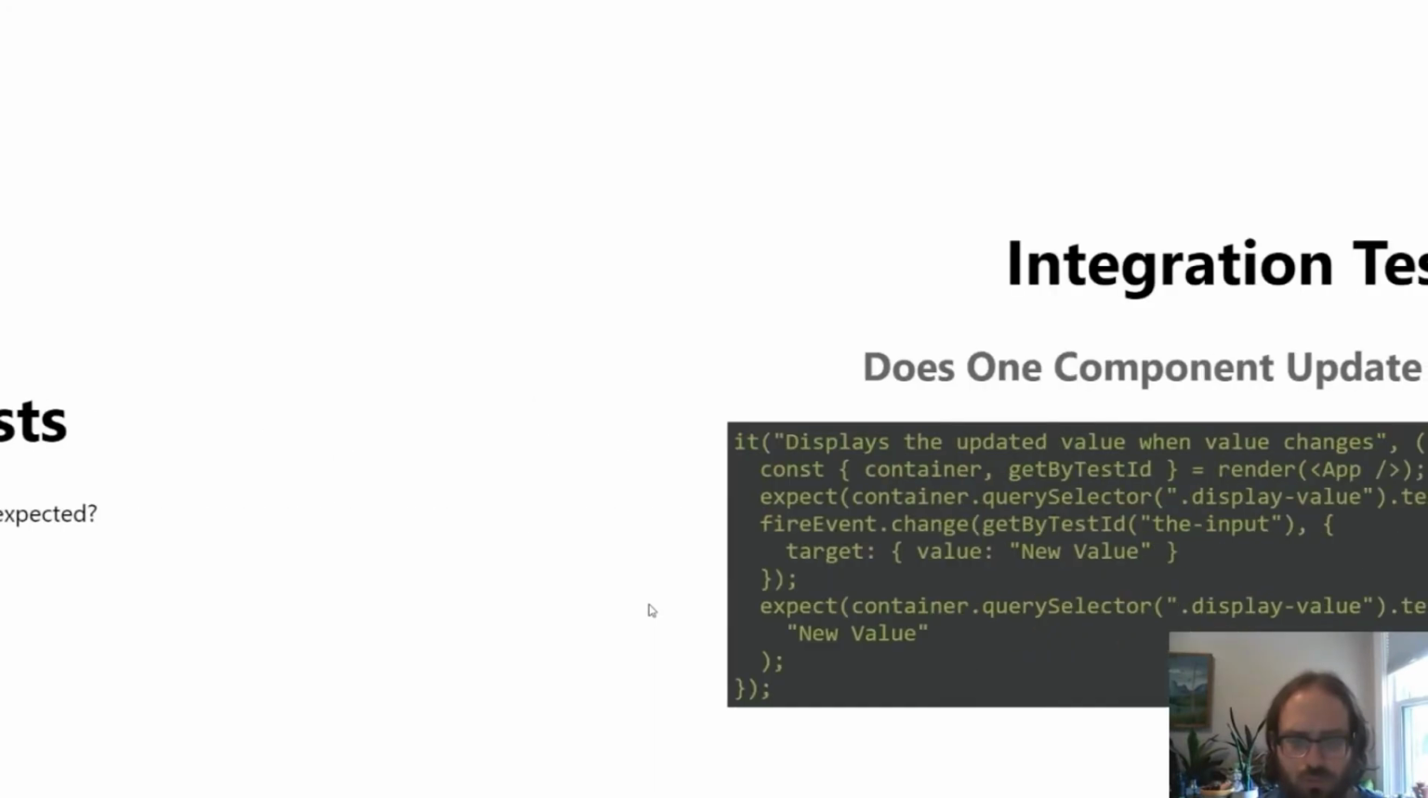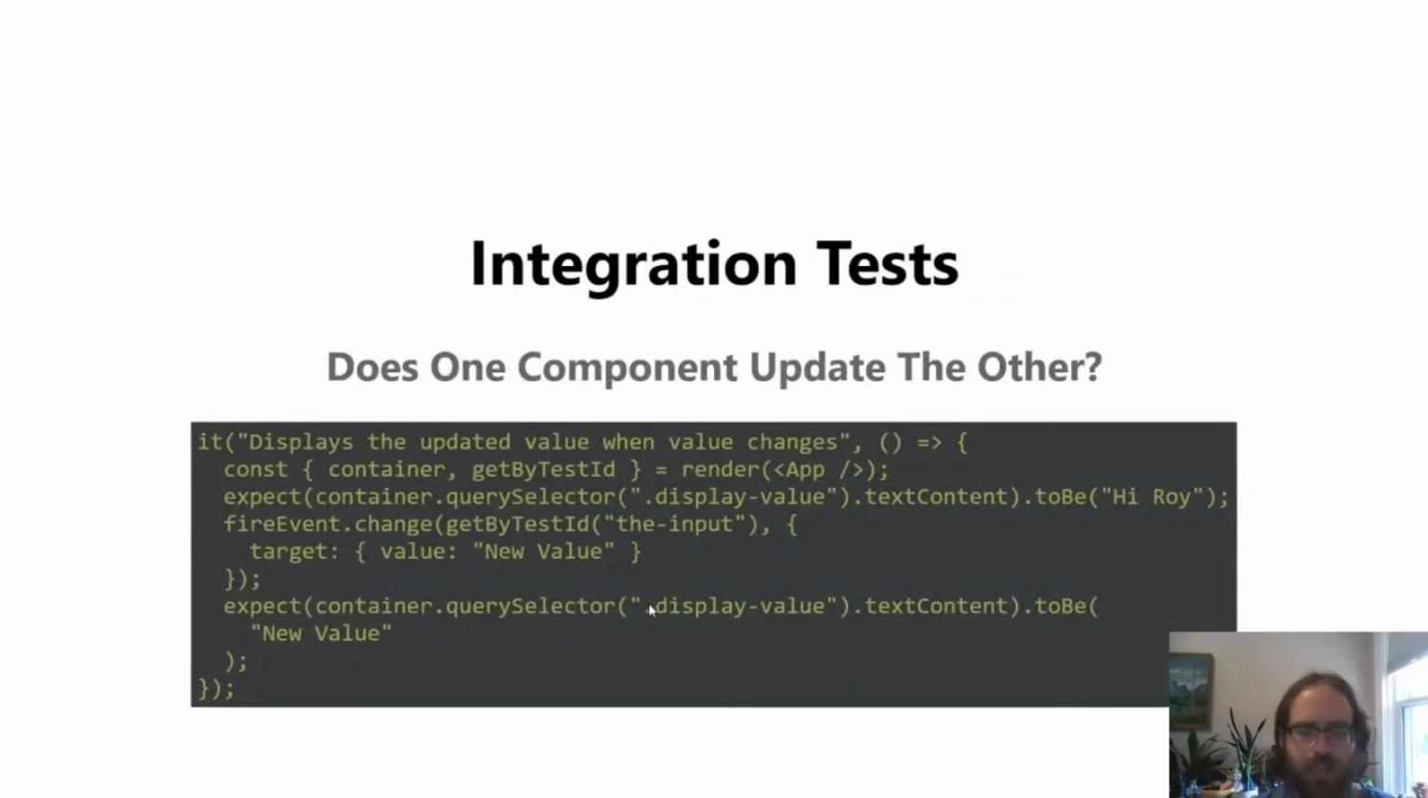And then do the two components work as expected? This I'm using a very different style of selectors. Container, which is returned here, you can think about that as the window API. So I can do like document.query selector or document.get by element ID in the browser. So here I do container.query selector. And I'm finding by value, I'm checking that it starts out as the default value. Then after I change it, does it display the correct one?